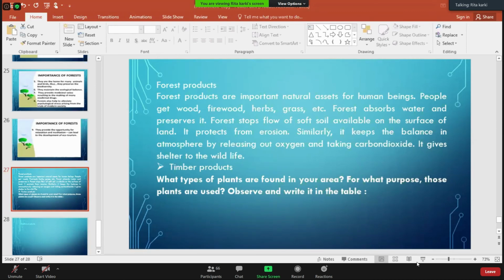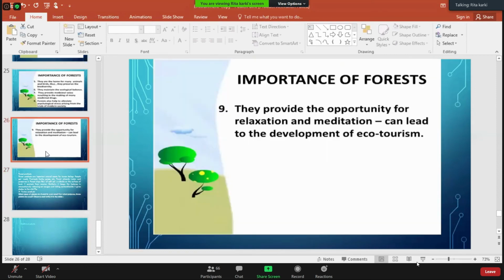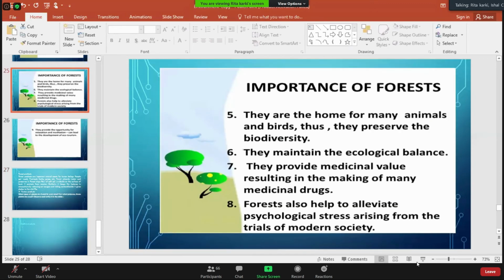Ma'am, can you repeat your slide? Yes. Can you show the previous slide, ma'am? Previous slide means which slide? Importance? Yes, ma'am. Importance of forest. Okay.